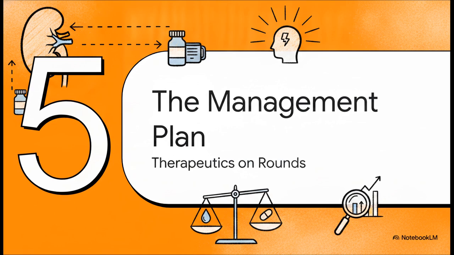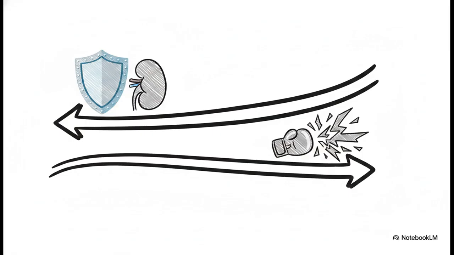All right, final stretch. Section 5, the management plan. Therapeutics on rounds. Let's translate all of this pathophysiology into a concrete, actionable plan for our attending. When we present our plan, our management strategy needs to be distinctly split into two parallel goals. We really can't just do one or the other. Goal 1 is slowing the disease progression to protect his remaining functional nephrons. Goal 2 is aggressively treating those metabolic complications we just went over, like the anemia and the mineral bone disorder.